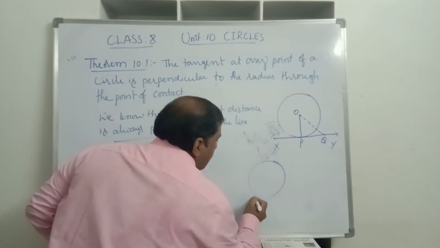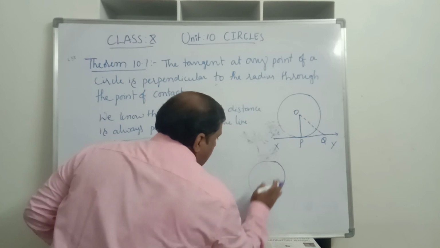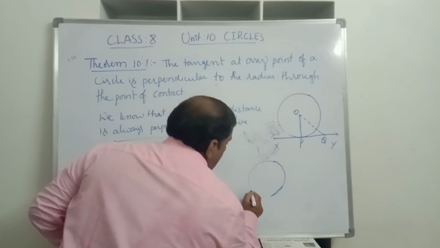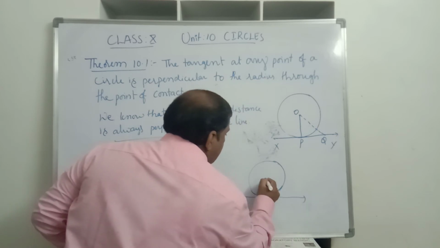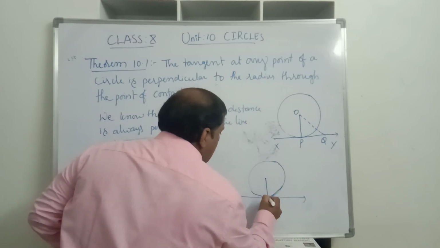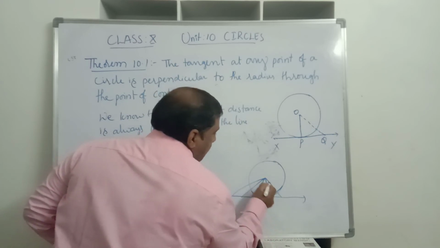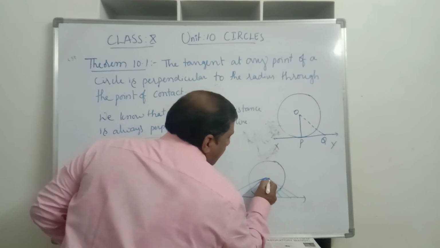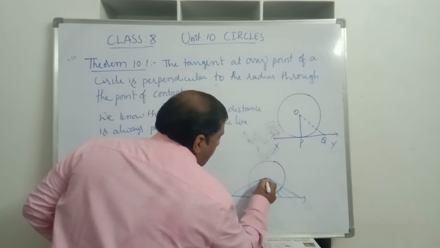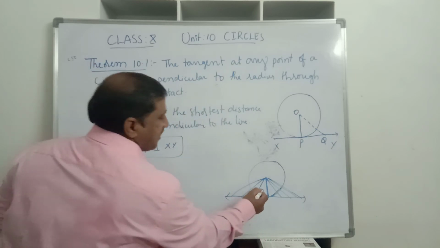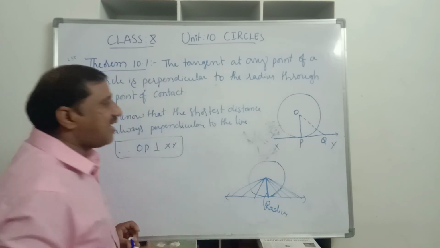If you use this for any point on the circle, take a tangent, let this be the tangent and this is the center of the circle, this is the distance. Observe here, if you draw lines from different points on the circle, what about this distance? All these distances are longer than the radius. This is the radius. All these distances are longer than the radius.